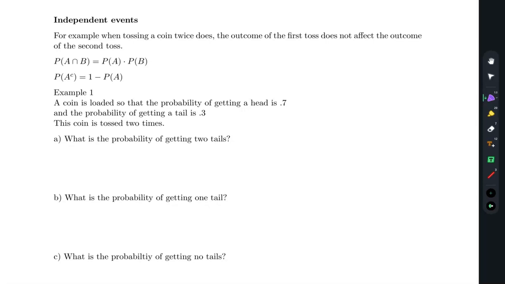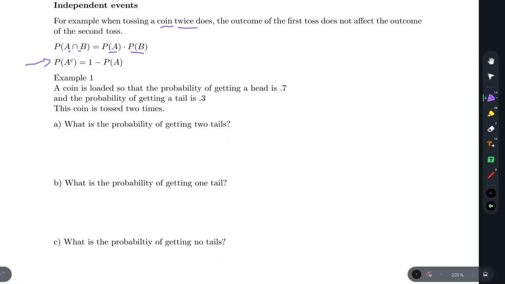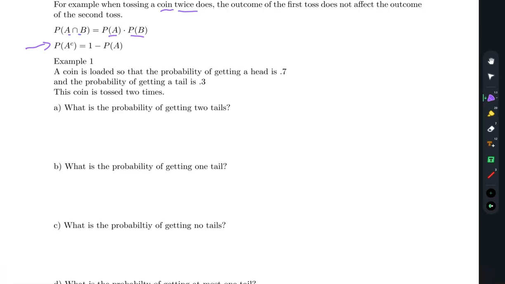Talking about independent events, so tossing a coin twice. Tossing it once has no influence on what happens in the second one. So the probability of A and B happening will just be the multiplication of the two, and the probability of A complement stays the same.